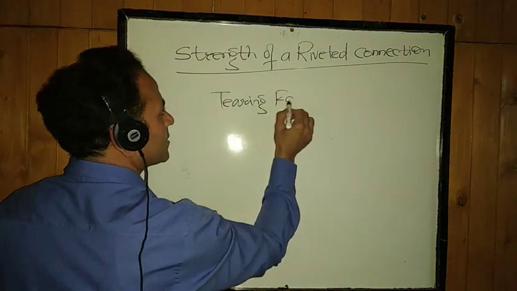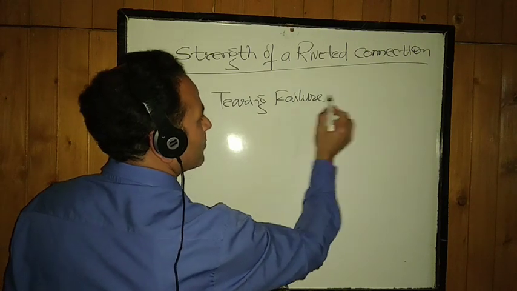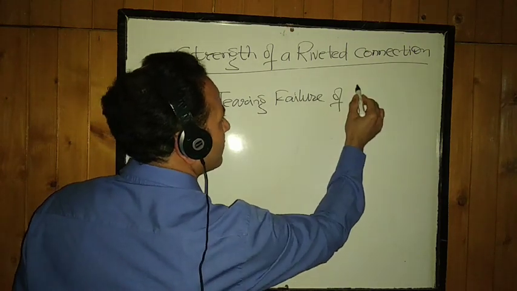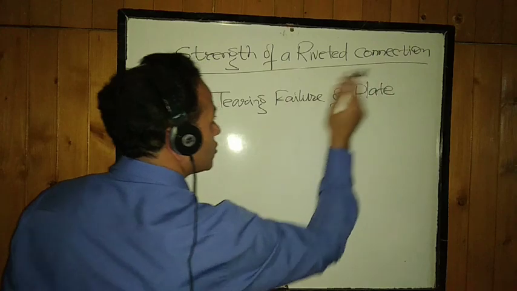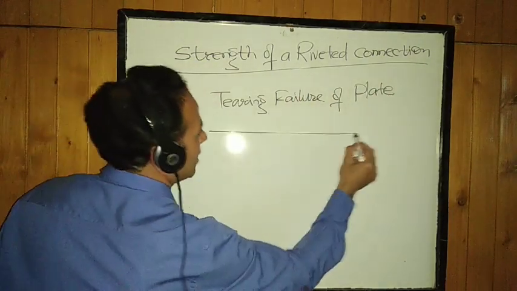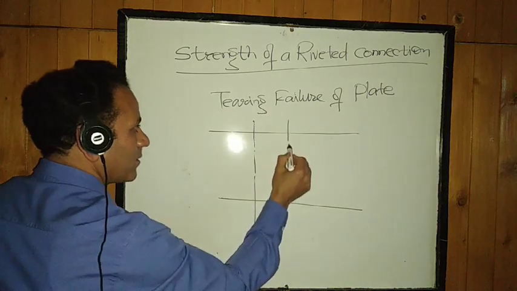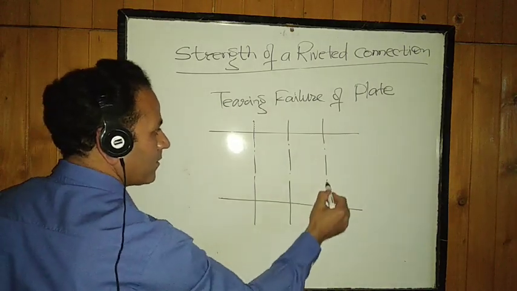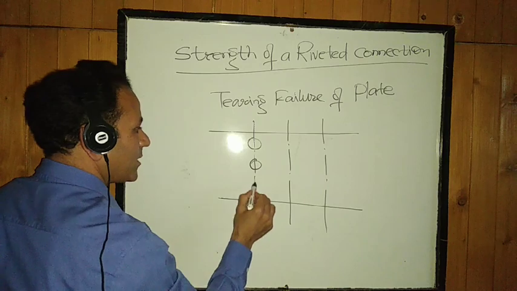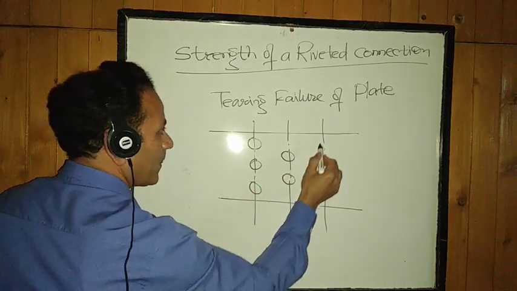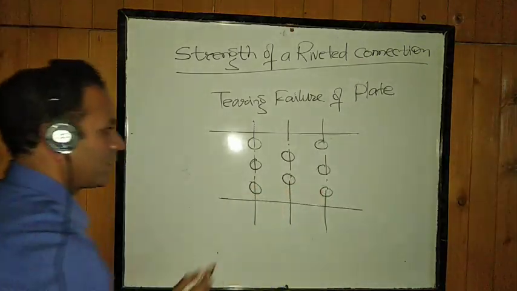This type of failure pertains to the plate. This is called tearing failure of plate. So plate may get teared. How? Say this is the riveting pattern. These are the rivets provided.